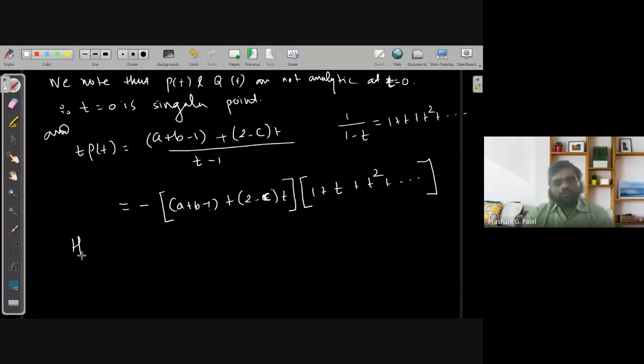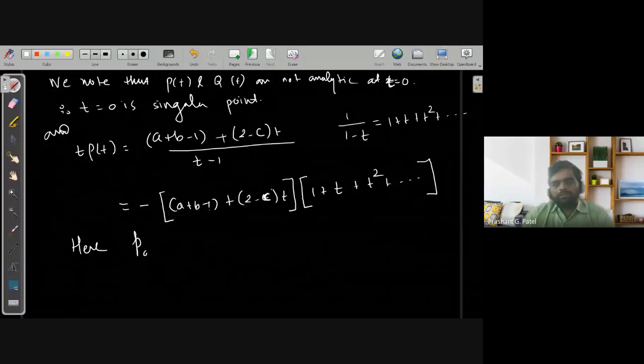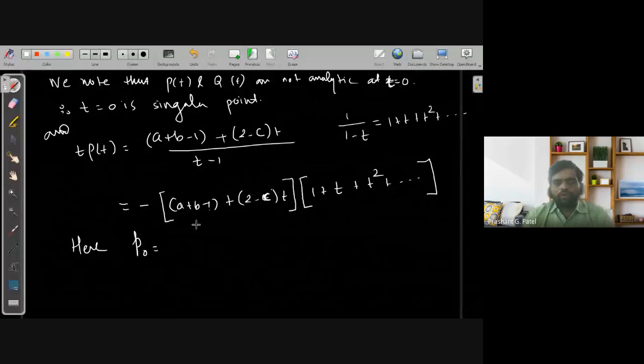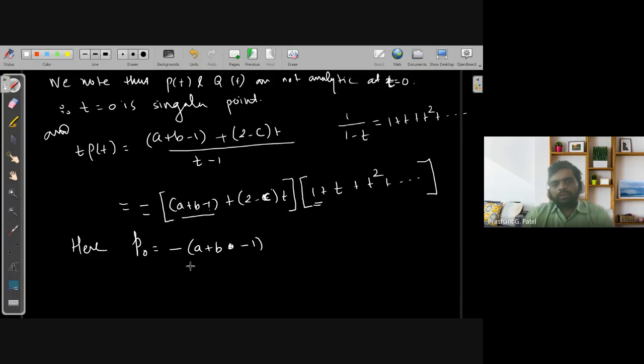So what will be the constant term here? P0. P0 is the constant term in this series that we know. So when this a plus b minus 1 multiplies to 1, that will be the constant term, and it is having the minus sign. So it is minus of a plus b minus 1 is the constant term. So it is 1 minus a minus b is your P0.